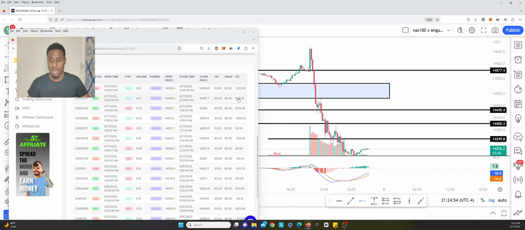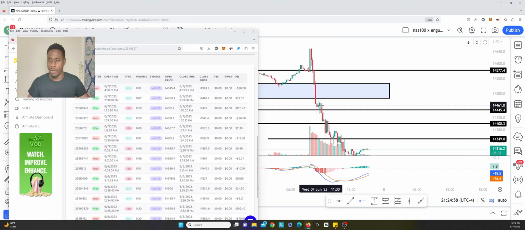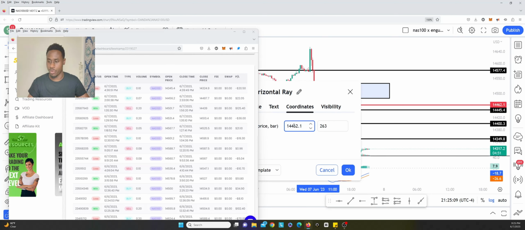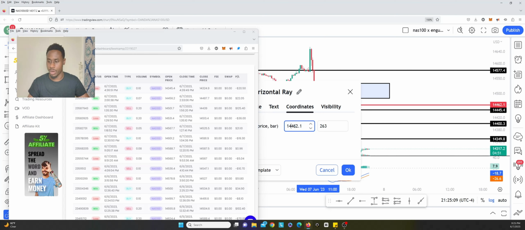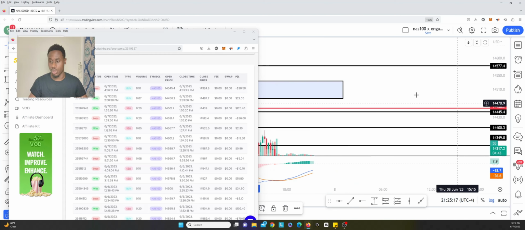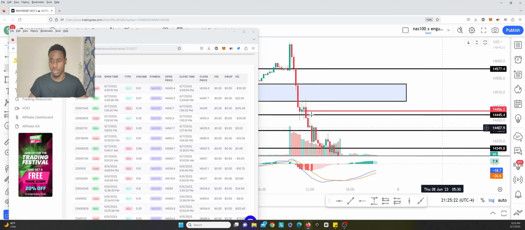So this trade was at 11 now. Let's check out that 11 o'clock candle. So 11. This is 11, and I entered to the buy side 14,456.2. And this one you could actually see that I closed it as it came back into my level. So I knew that there was going to be a reaction at the zone.